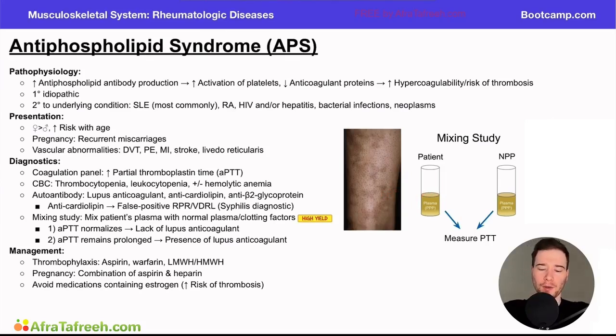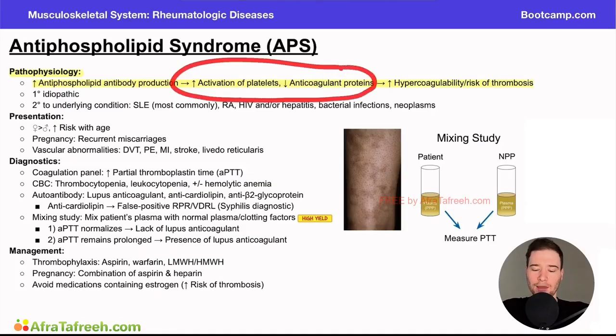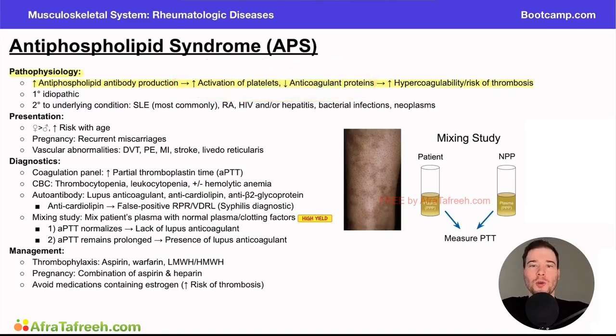So if we jump into the pathophysiology here, we can see that we have an increased production of antiphospholipid antibodies that leads to increased activation of platelets, decreased activation of anticoagulant proteins, and thus a hypercoagulable state and an increased risk of thrombosis. And this should make sense to us, right? Think about our basic hematology, right? Activation of platelets and less anticoagulants is going to lead to a prothrombotic state, increasing the patient's risk of having thrombosis in various areas in their body.